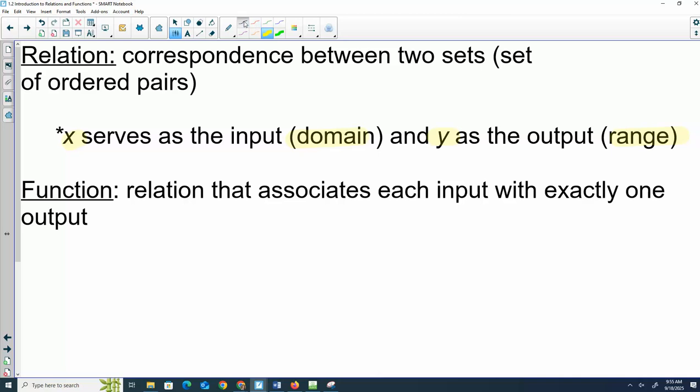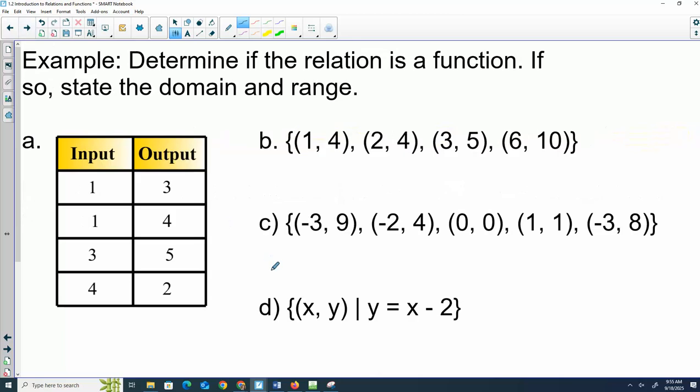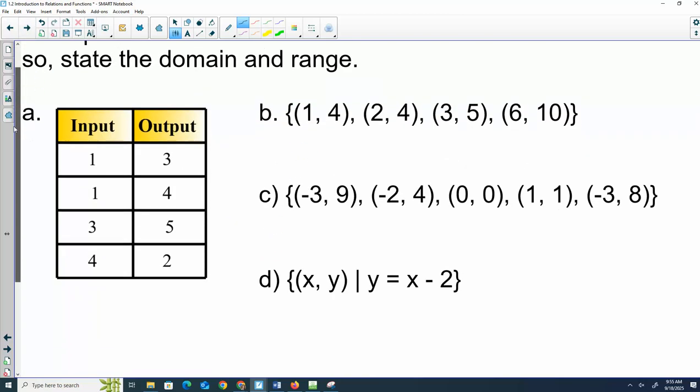A function is a special kind of relation where each input has exactly one output. That means if I pick an x value, I'm only going to get one answer out. There's no x I can plug in that gives me multiple answers. Or another way to think about it, x doesn't repeat if it's a function. So let's look at some relations, decide if they're functions, and find the domains and ranges if they are.